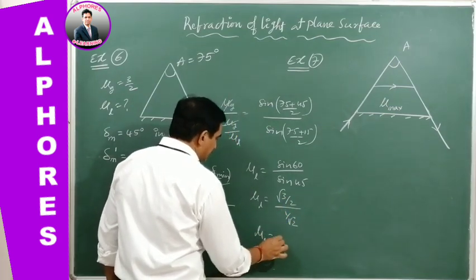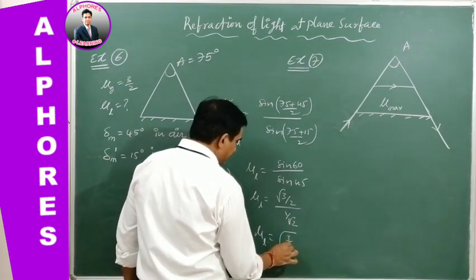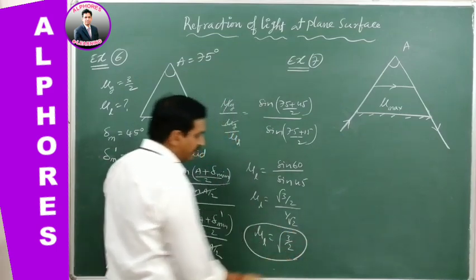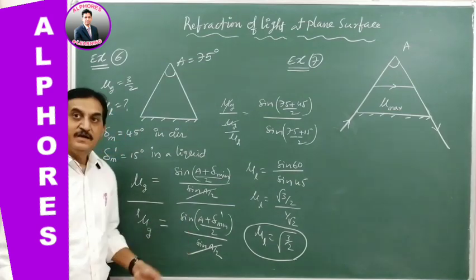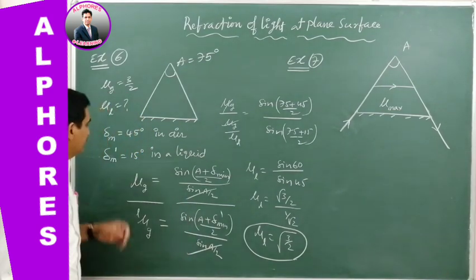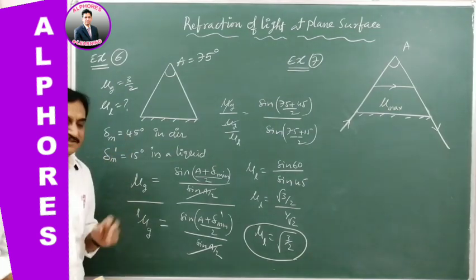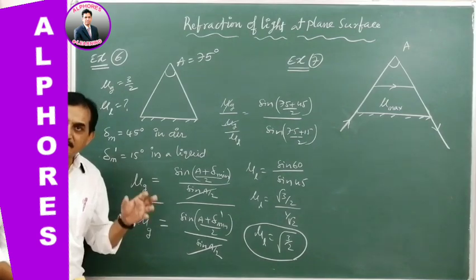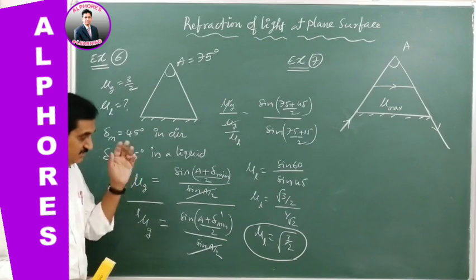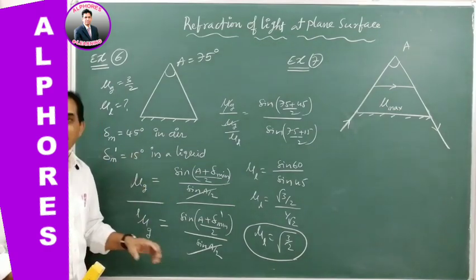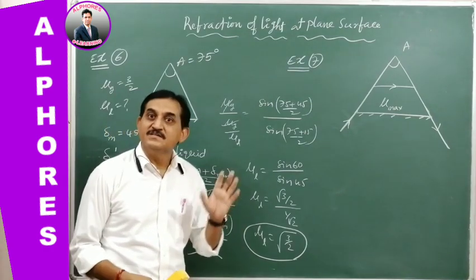By simplifying, the refractive index of the liquid is root 3 by 2. This is the refractive index of the liquid in which the prism is submerged, and its corresponding minimum deviation is given as 15 degrees. When it is in air medium, the minimum deviation is given as 45 degrees. Under these circumstances, using these values given as data, we are finding the refractive index of the liquid in which the prism was submerged.